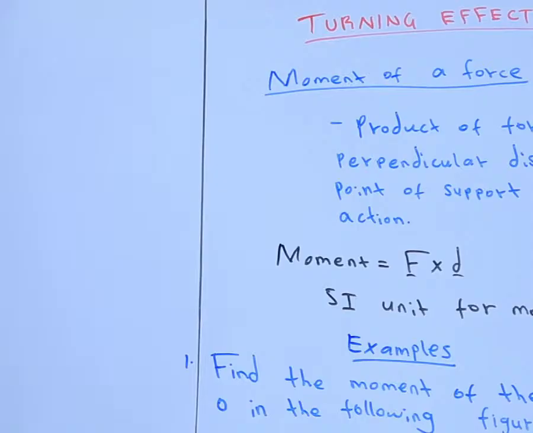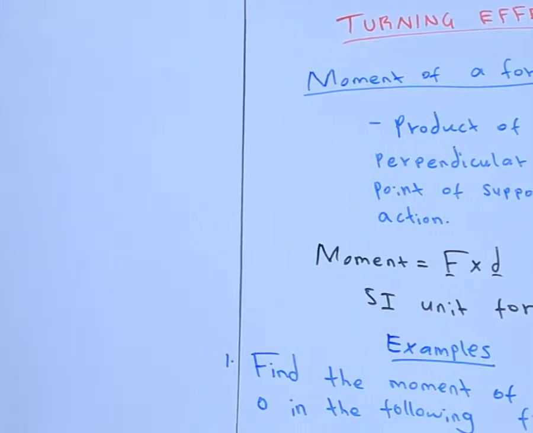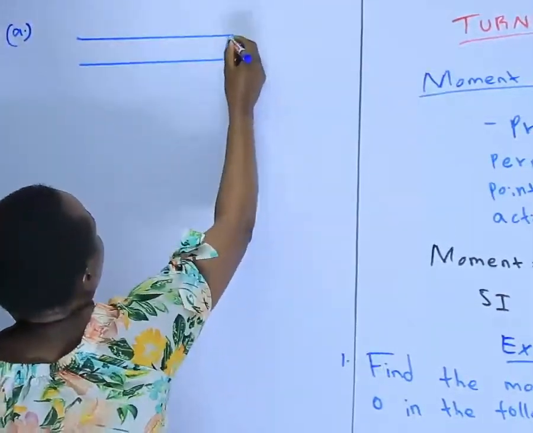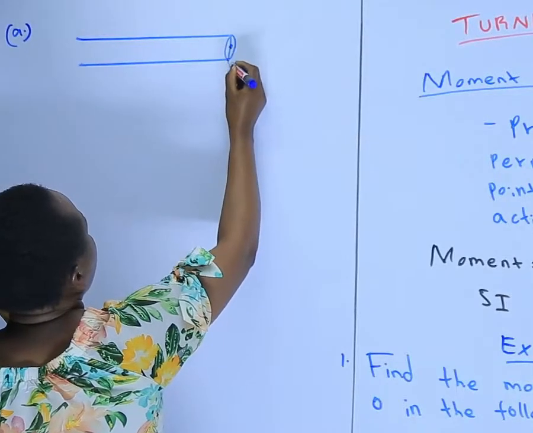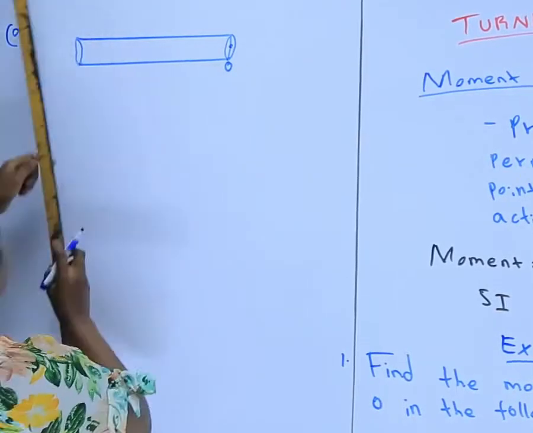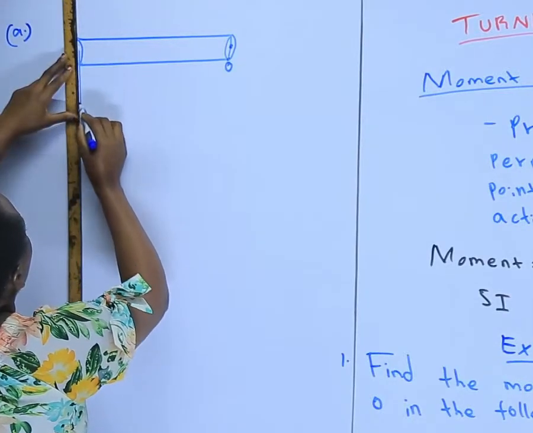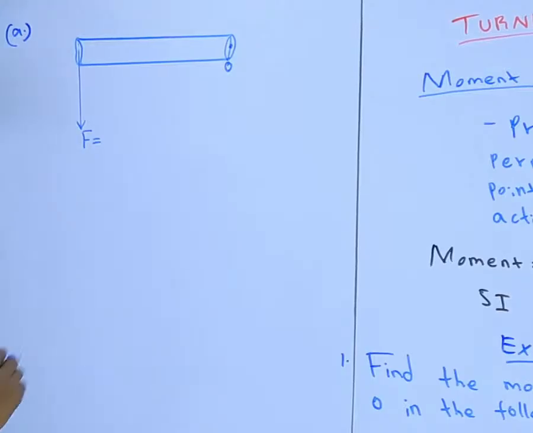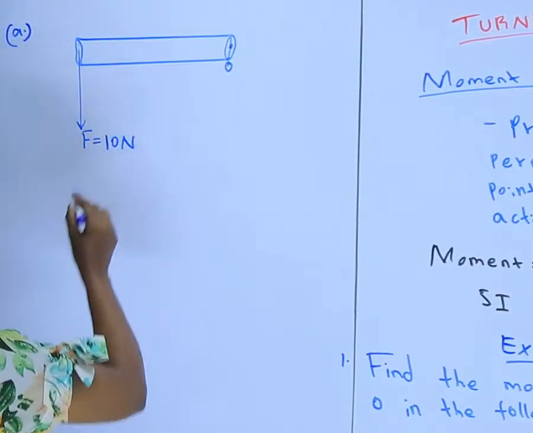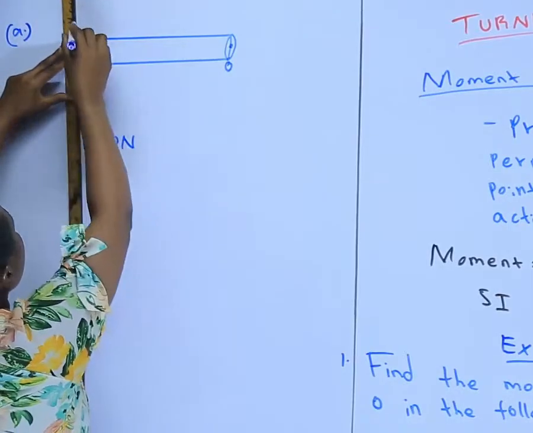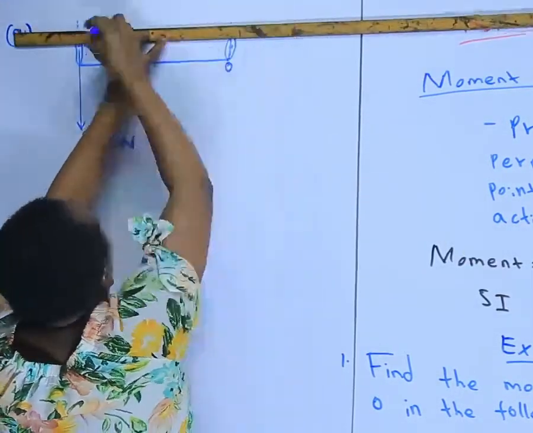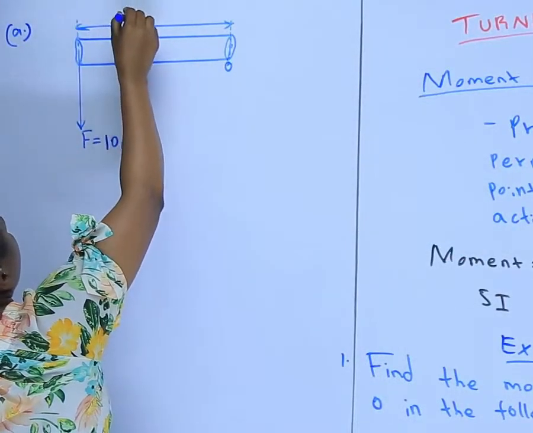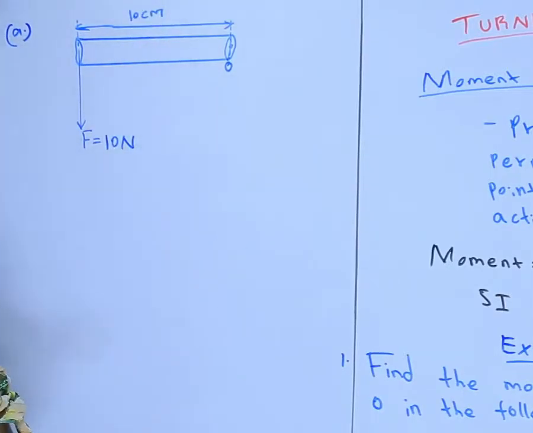So we start with the first figure here, A. We have the following figure. This is point O, and on this point here we have a force. The force is equal to 10 newtons. Then we have also been given this distance, which is 10 centimeters. So that is the question.